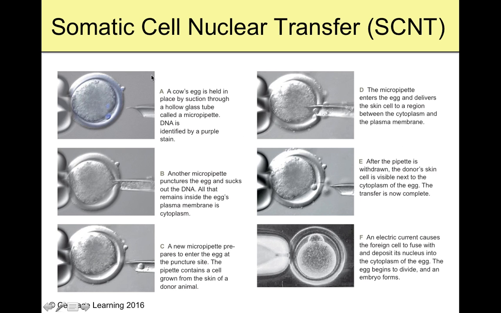And here's what it looks like. You take your cow egg, you take this little glass suction tube, you pull this purple DNA out. We don't want that in there. Get out of there. He's out. You take a different micropipette, and you take the nucleus of your award-winning cow, and you inject it. So I have egg, cytoplasm, brand new nucleus.